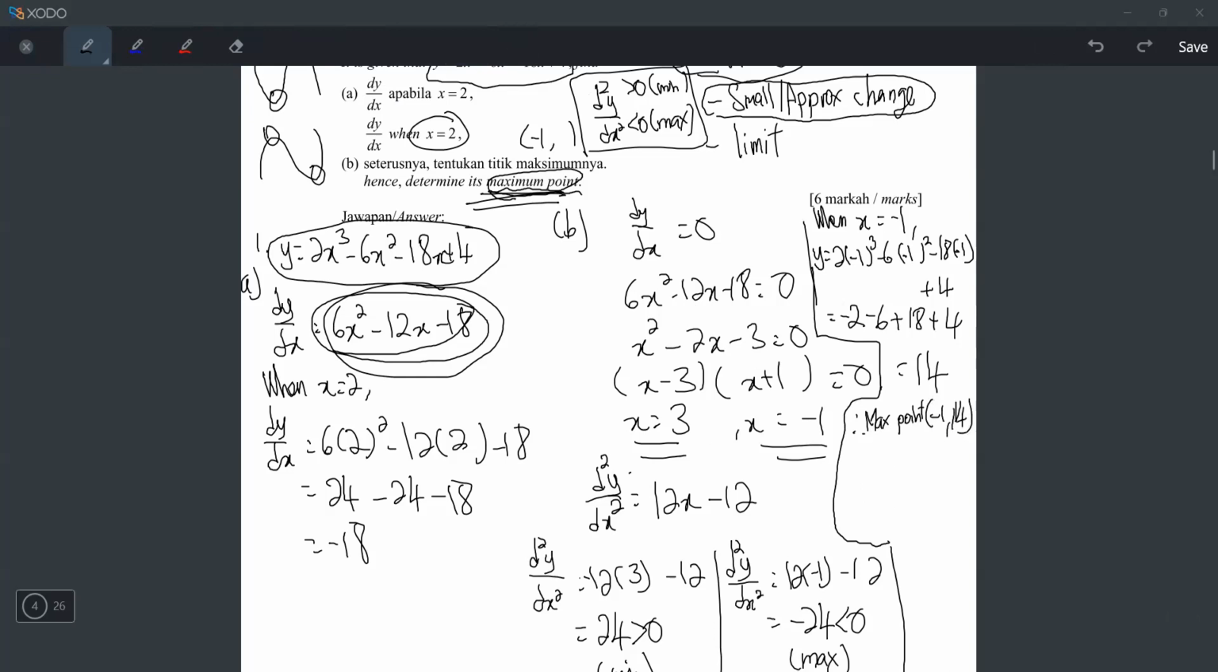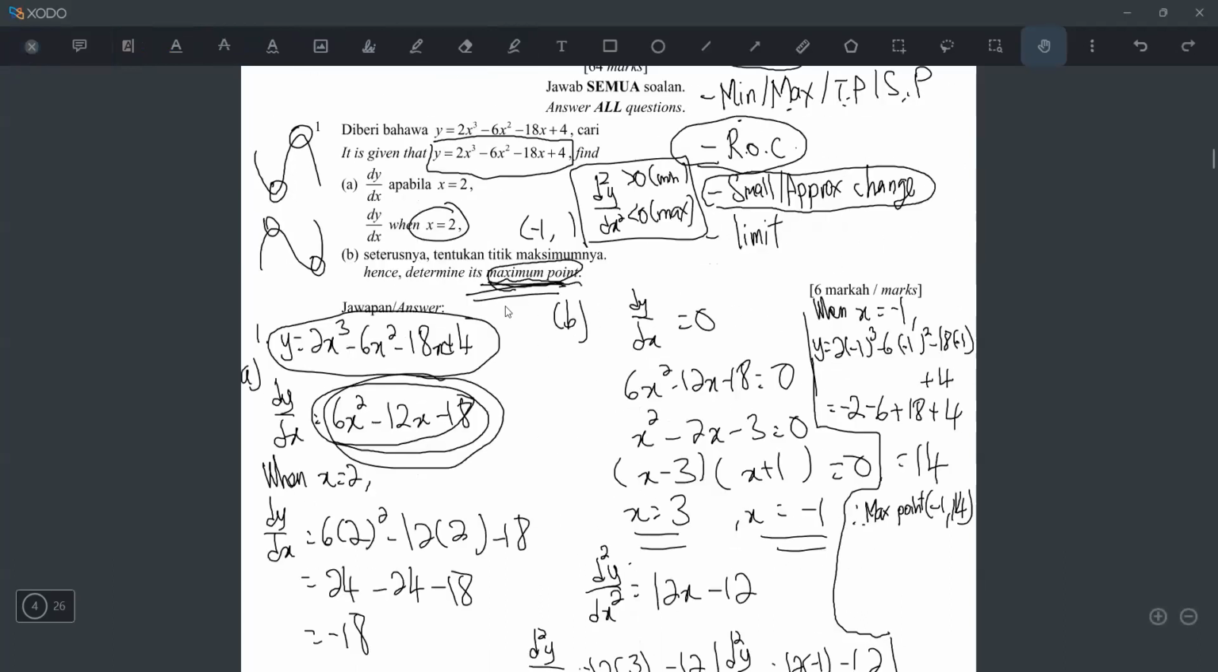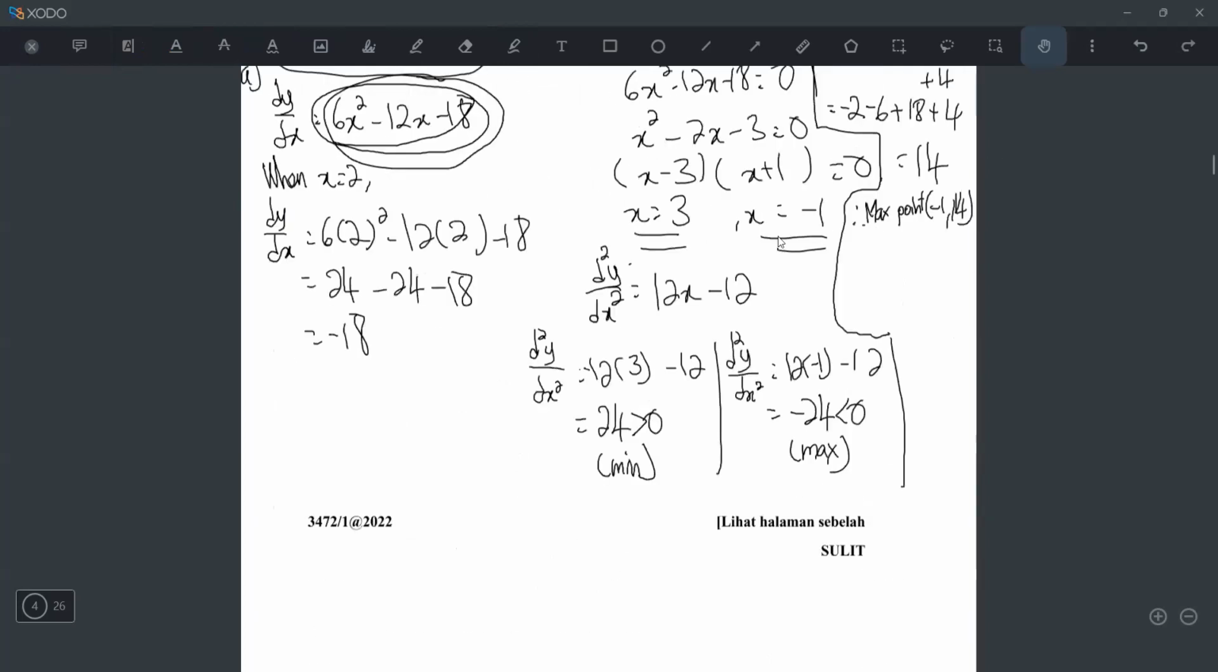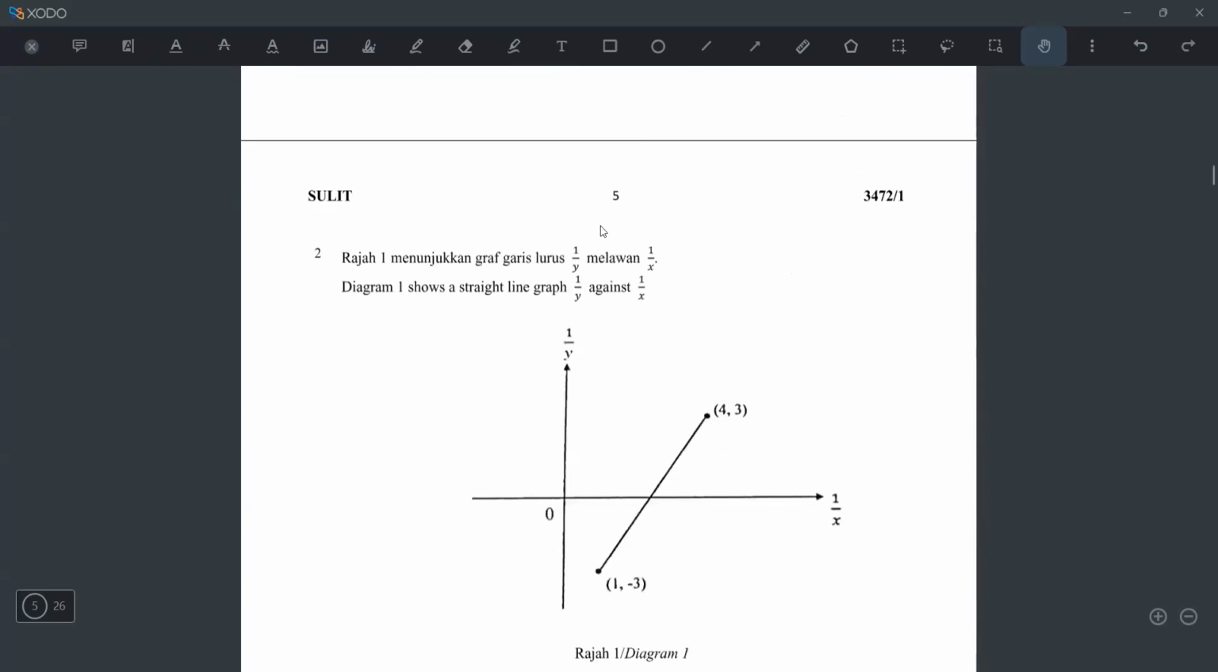But what if they ask for the minimum point? Then you can find it also, because the minimum point's x coordinate is 3, right? Then you substitute 3 to get it. But this one, they never ask for minimum, they ask for maximum only. But there are times where they ask for both, maximum and minimum. Then you find both. But this one, I just do maximum only.